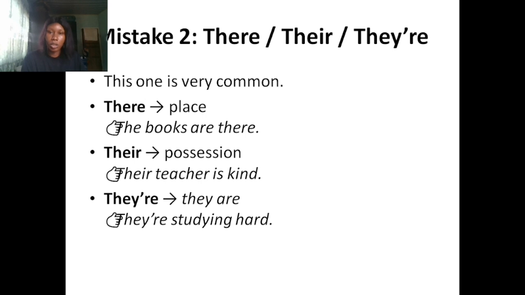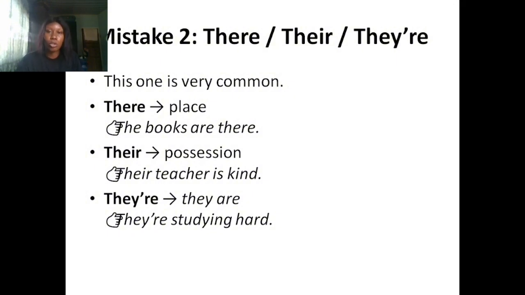You use there to show the position of an object, the position of a person. She's there now, meaning she's at that place at that time, at that location. The other word, their, is used to show possession, that this is mine, this is yours. Their teacher is kind. The teacher belongs to them. Their books are here. The books belong to them.